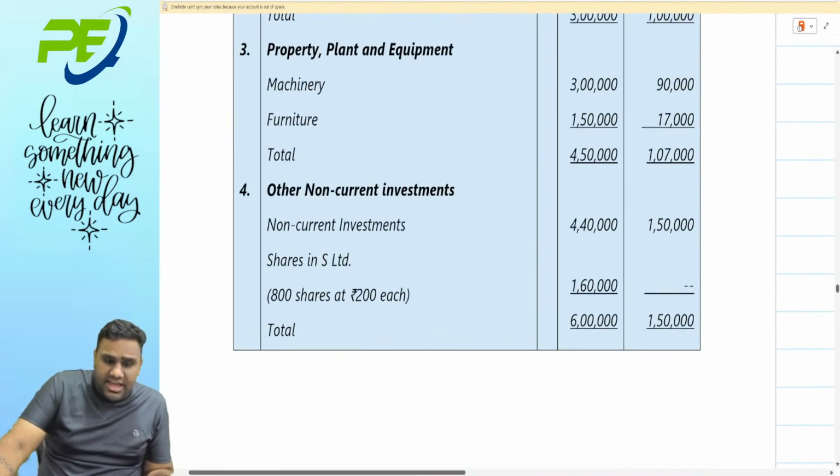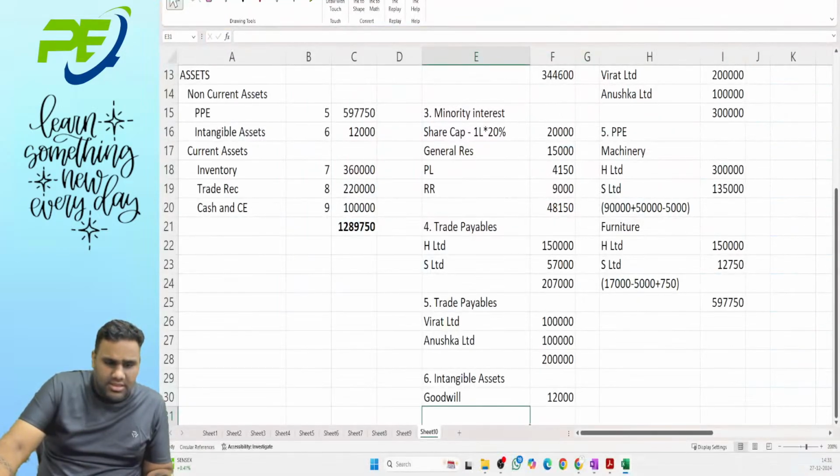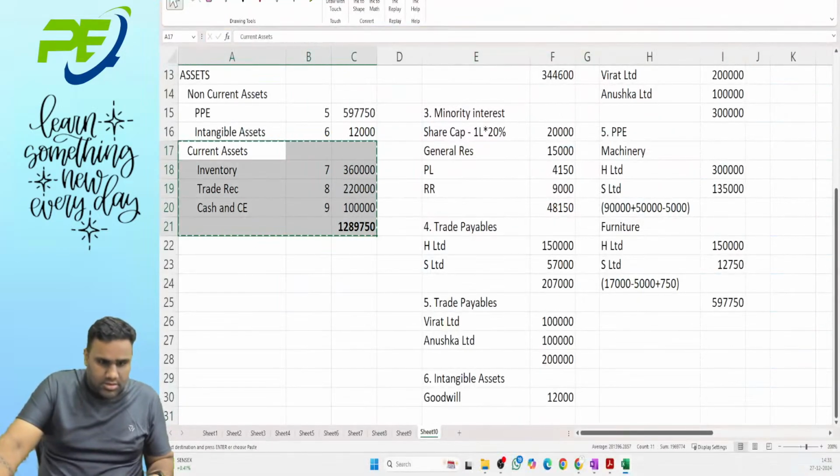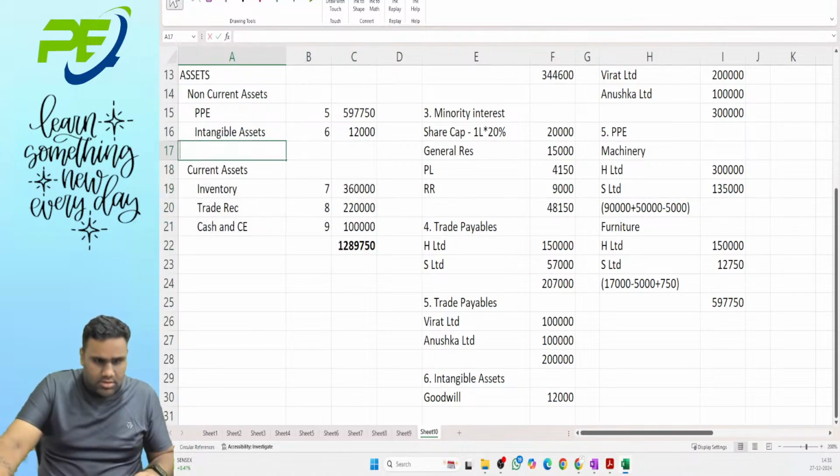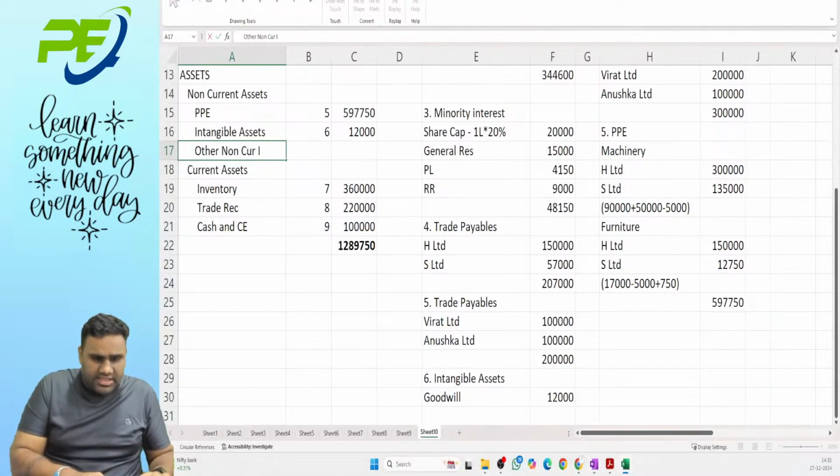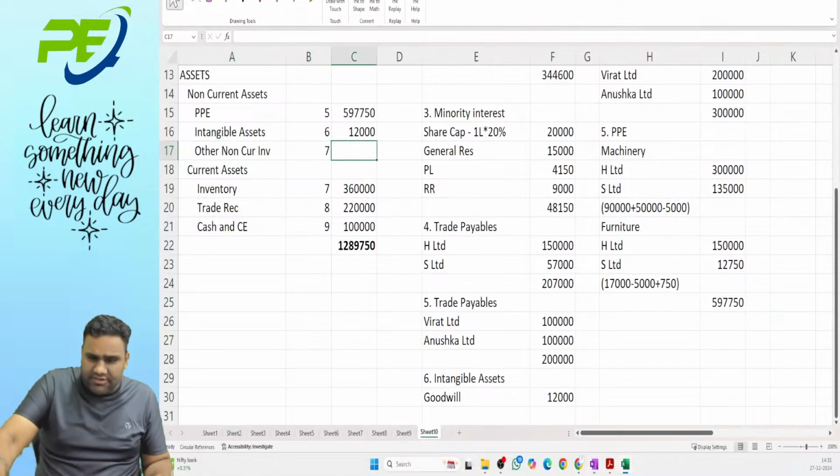Then we have other current investments also, everyone. Other non-current investment, note number 7.